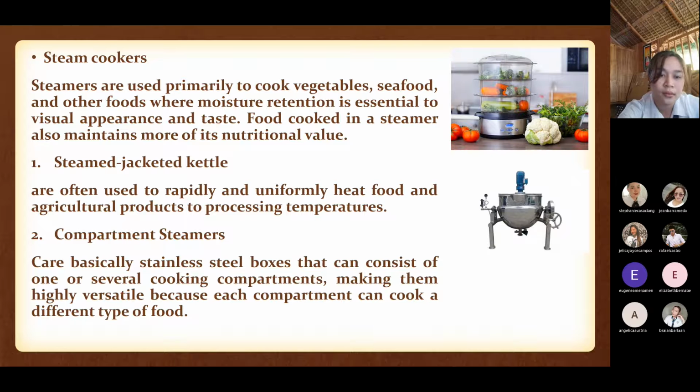There are two types of steamers. Number one is the steam jacketed kettle, often used to rapidly and uniformly heat foods and agricultural products to processing temperatures. The second one is the compartment steamers. They're basically stainless steel boxes that can consist of one or several cooking compartments, making them highly versatile because each compartment can cook a different type of food.